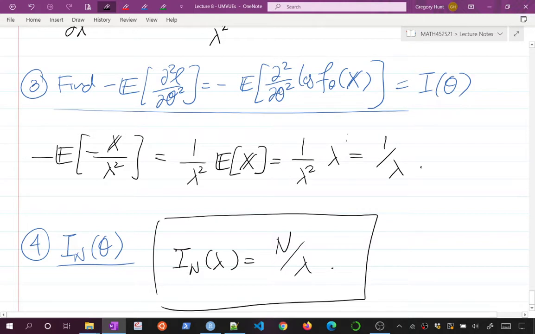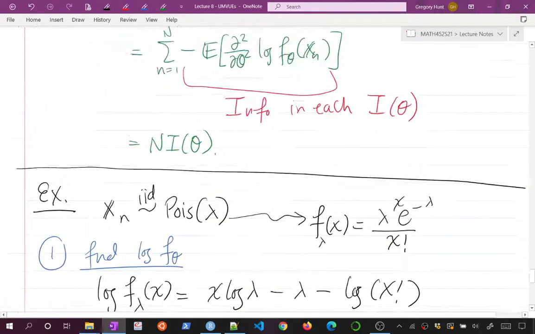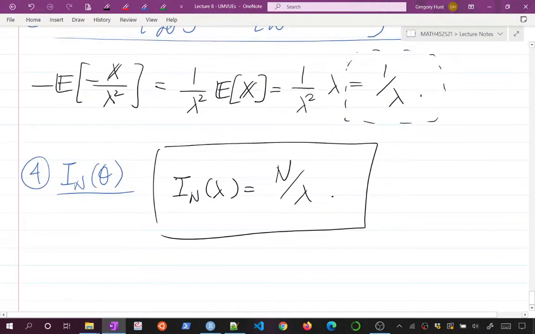So this is the information contained in one sample, and if we have n samples, it's n times as much information. We'll see what we can do with this information next time. But for now, we're just going to be satisfied and say this is a measure of how much information we have about lambda in our sample. We call this the Fisher information, and it is a very central quantity. This whole conversation is very central to the rest of the course. So this is the kind of stuff that we're going to be talking about.